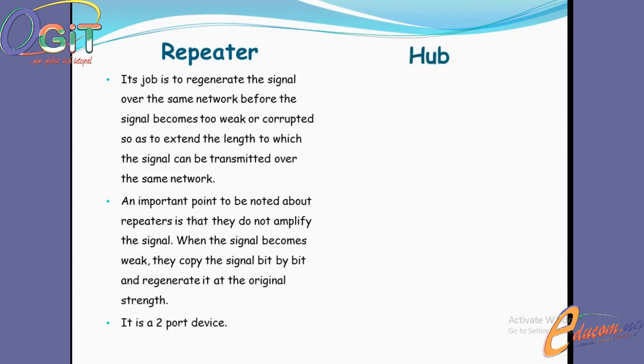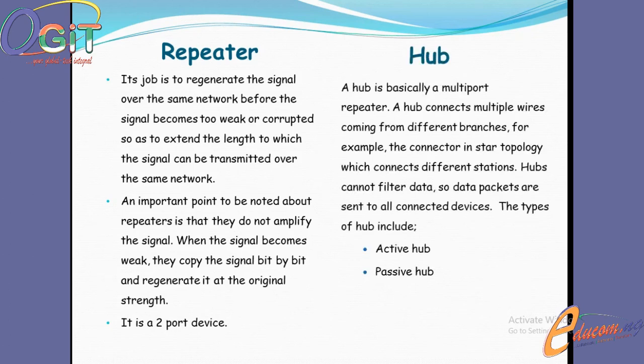Now we're going to move to the hub. A hub is basically a repeater. A hub connects multiple wires coming from different branches, for example, the connector in star topology, which connects different stations. Hubs cannot filter data, so data packets are sent to all connected devices. The types of hub include active hub and passive hub.